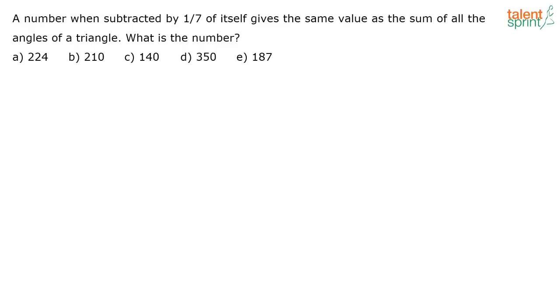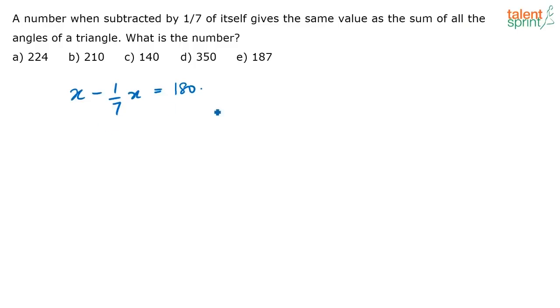Let me read the question. A number when subtracted by 1 by 7 of itself gives the same value as the sum of the angles of a triangle. What is the number? How do you do this question? You have to just frame an equation and get the answer. If you take the number to be x, you are subtracting 1 by 7x. The answer that you get is equal to the sum of the angles of the triangle. The sum of the angles of the triangle is always equal to 180. Correct? So this difference is equal to 180.